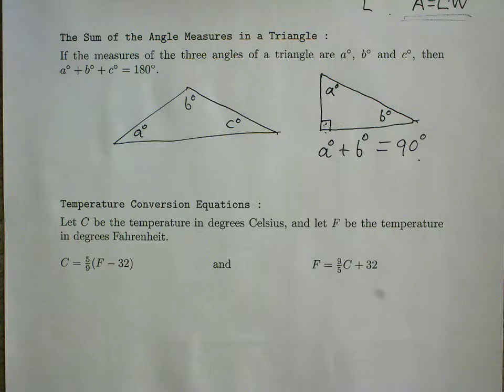If you are a United States citizen and go to Canada, and you hear on the news what the temperature is in degrees Celsius, and you're wondering what that is in degrees Fahrenheit, you would use this formula. You would just replace C with the temperature in degrees Celsius, do the arithmetic, and then you would get the temperature in degrees Fahrenheit. You see how that works?